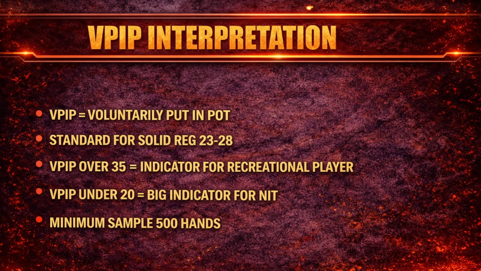VPIP tells us how loose someone is. 23 to 28 is a solid reg. Over 35, we have a strong recreational indicator. Under 20, we have a big nit indicator. We need minimum 500 hands for reliability. VPIP is your first profiling tool.